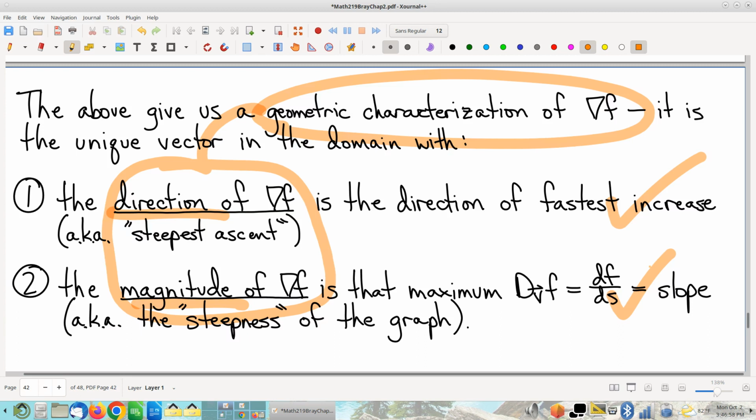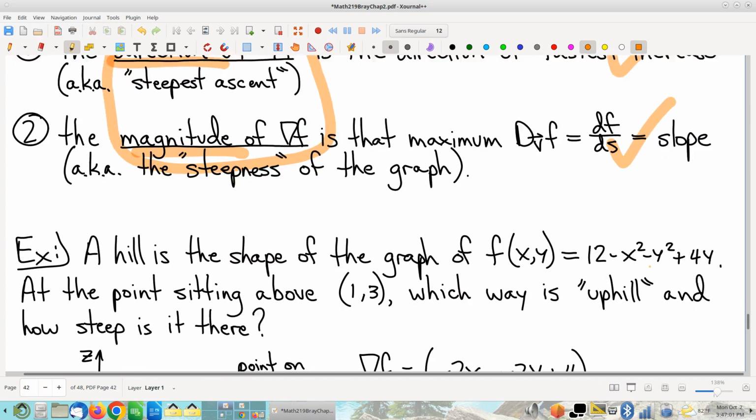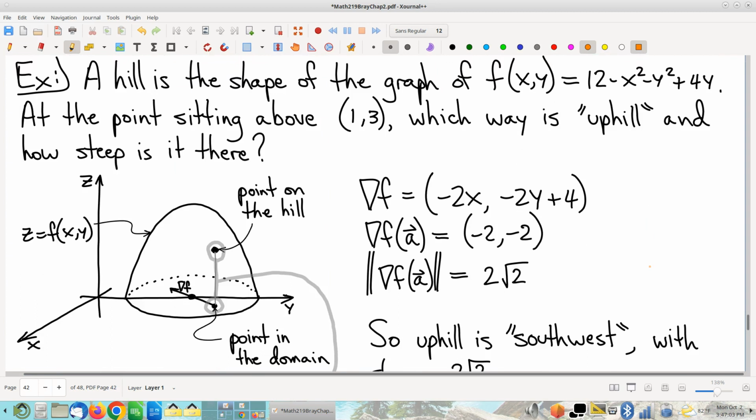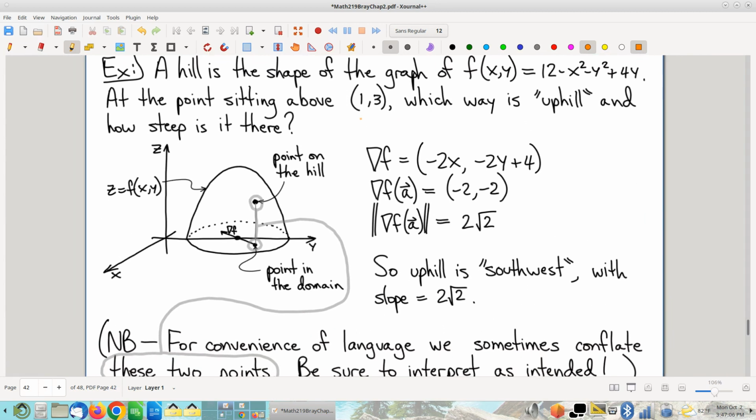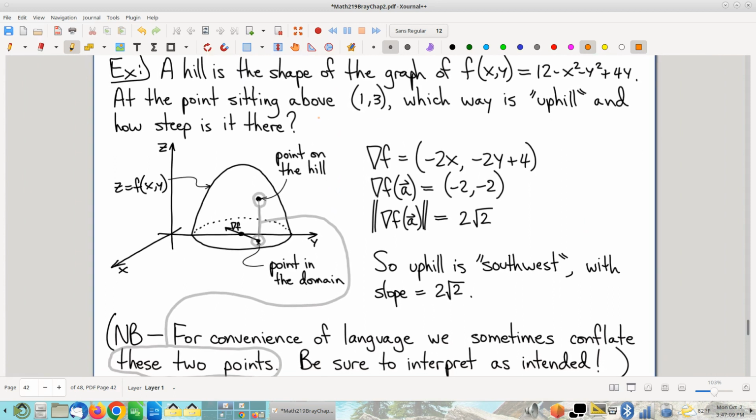All right, example. Before I get into the example, I am going to talk about terminology convention a little bit here. Notice we have a surface in the shape of a graph, and a graph of a function of two variables is a surface like this. I'm going to be thinking of this as a physical thing, a hill, and here's me standing on the side of the hill.